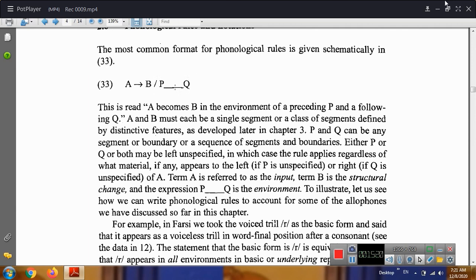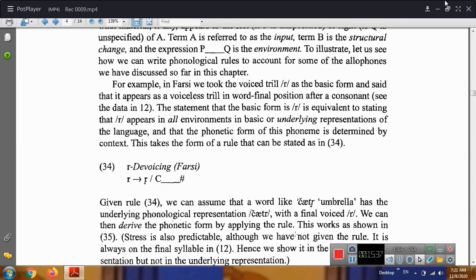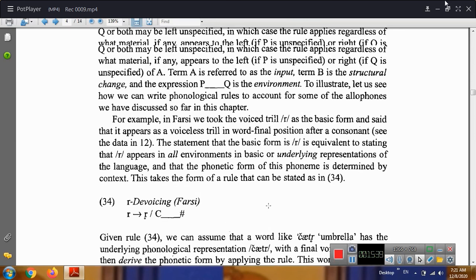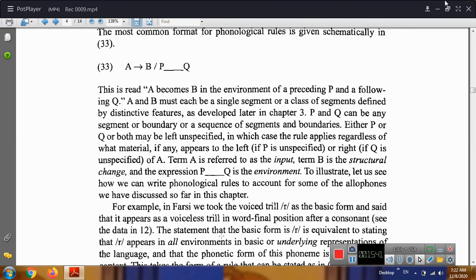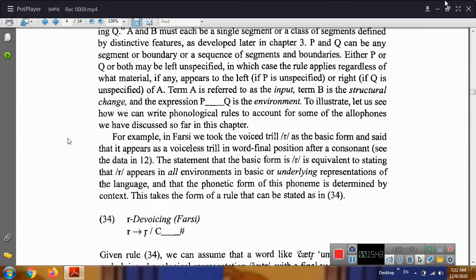Here in this line is the position of the sound which can occur in this environment. We consider this as environment. To illustrate, let us see how we can write phonological rules to account for some of the allophones we have discussed so far in this chapter. Here we can see such a rule according to some examples.